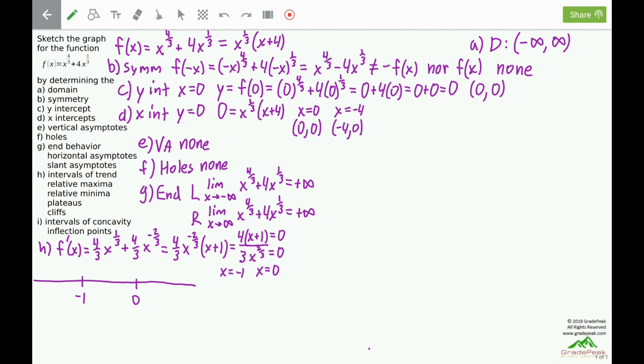This splits the domain interval up into 3 separate intervals. We can pick a test value in each of the intervals. The first interval, negative infinity to negative 1, we can pick negative 10. The next interval, negative 1 to 0, there is no integer in there, but we can pick negative 1/2. The next interval, 0 to positive infinity, we can pick positive 10. We can test the trend in each of these intervals by plugging these test values into the first derivative.